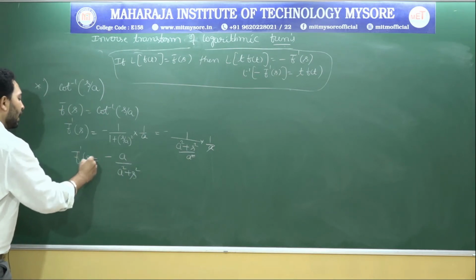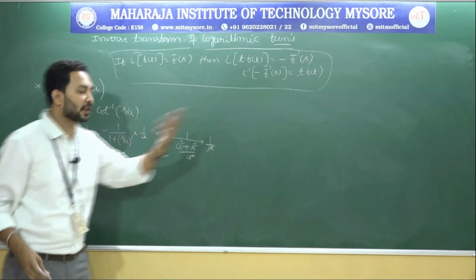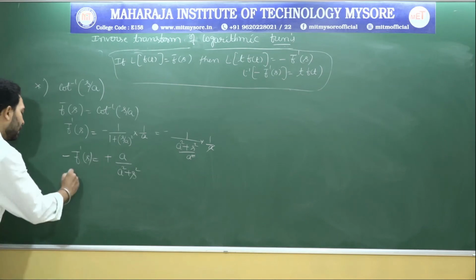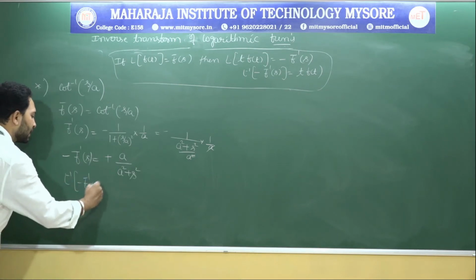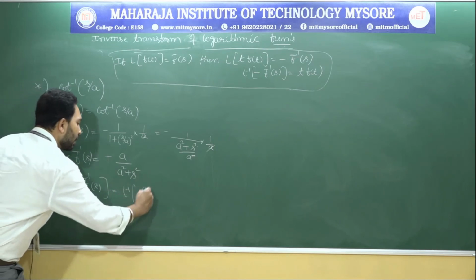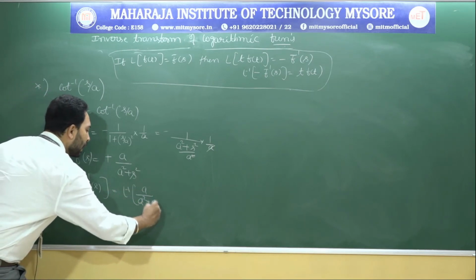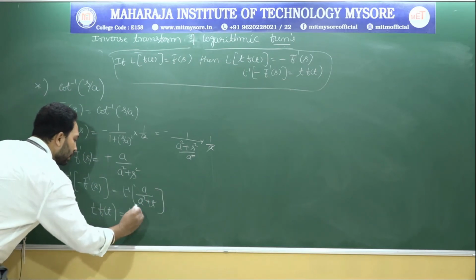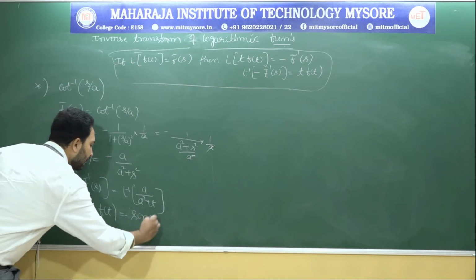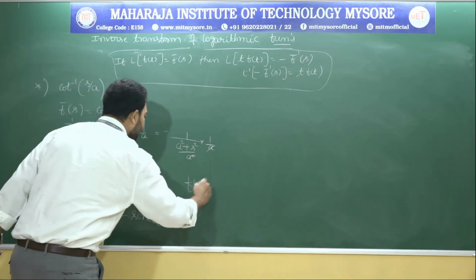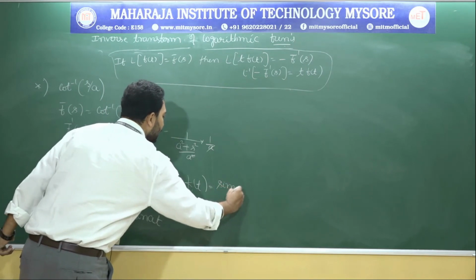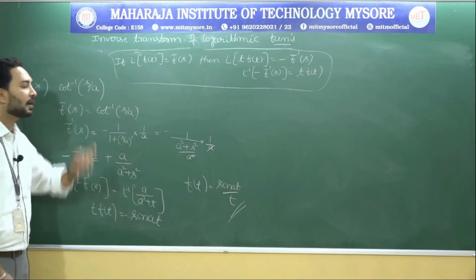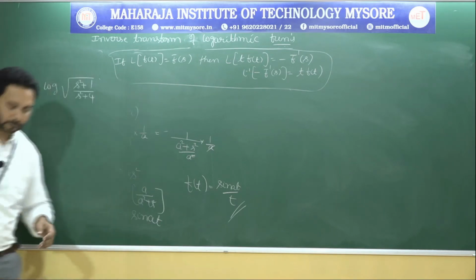So this is our f bar dash of s, but I require minus f bar dash of s. So multiply by minus, and we get this as plus. Then L inverse of minus f bar dash of s is L inverse of a divided by a square plus s square. It is t into f of t equals sin at. So f of t is sin at divided by t. This is the result for cot inverse of s by a.